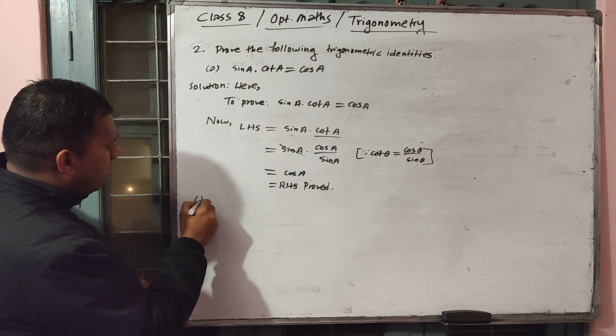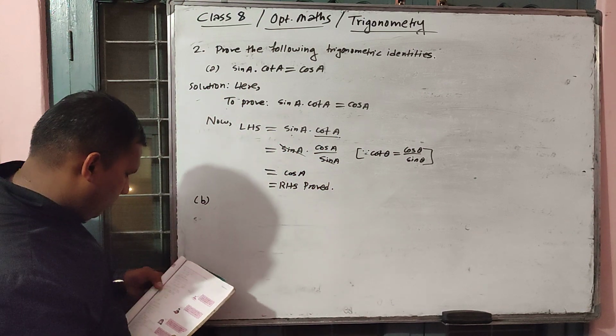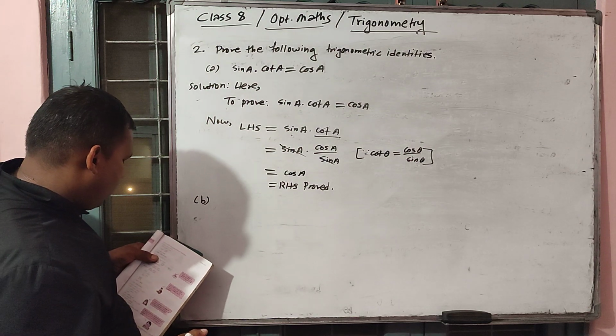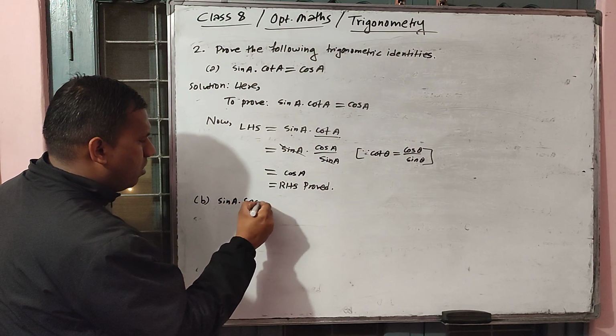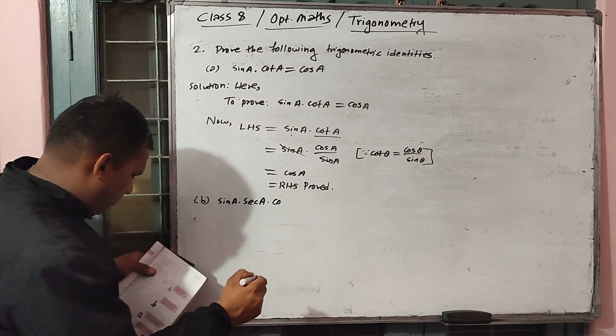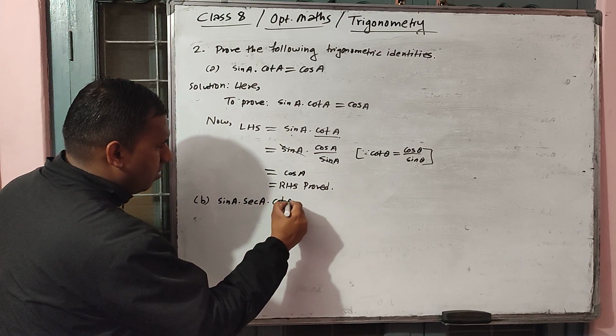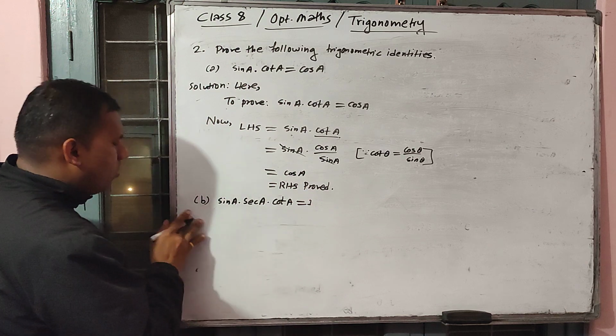Now we get the second question from 2. Sin A dot sec A dot cot A equals 1. Sin A dot sec A dot cot A equals 1. Now to get its solution.